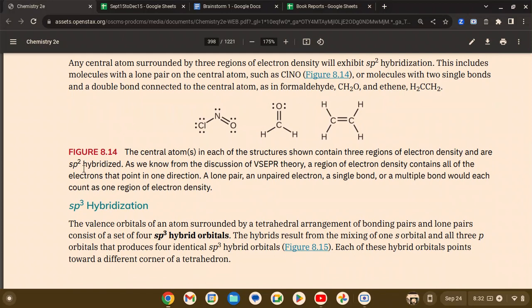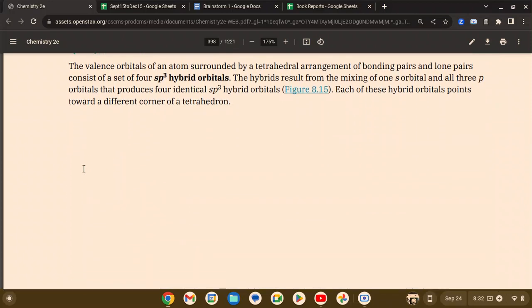sp3 hybridization. The valence orbitals of an atom surrounded by a tetrahedral arrangement of bonding pairs and lone pairs consist of a set of four sp3 hybrid orbitals. The hybrids result from the mixing of one s orbital and all three p orbitals that produces four identical sp3 hybrid orbitals. Each of these hybrid orbitals points toward a different corner of a tetrahedron.